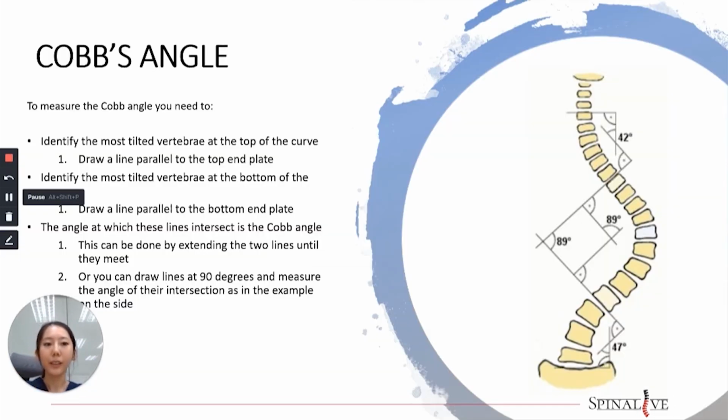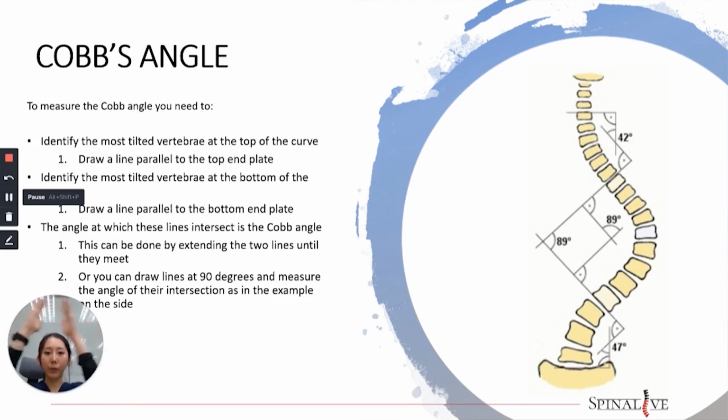Okay, so the Cobb angle. As mentioned, it is the gold standard. So what we measure is generally we take the most tilted vertebra from the top, we draw a parallel line, and we also identify the most tilted vertebra on the bottom, and we also draw a parallel line. So once these two lines intersect, we can get the Cobb angle.